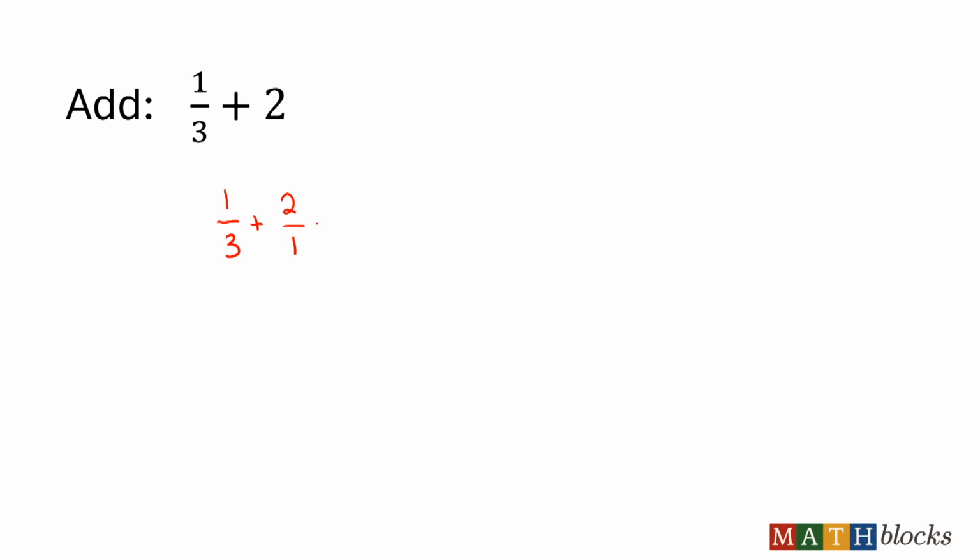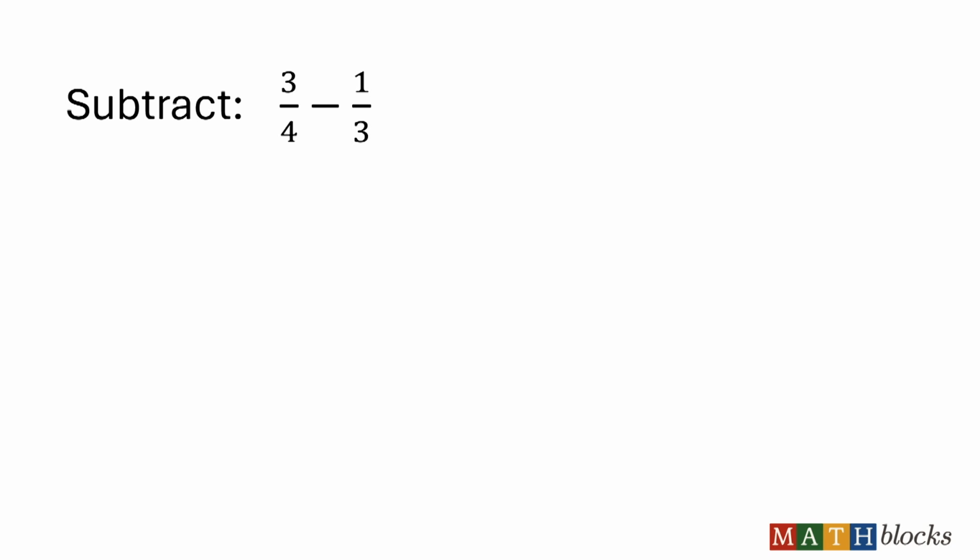But in the second fraction, we can multiply that denominator by 3 to get the common denominator of 3, which means we also have to multiply the numerator by 3 as well. So this gives us 1/3 plus 6/3. Now we have two fractions with the same denominator, so we can just add the numerators together to get 7/3.